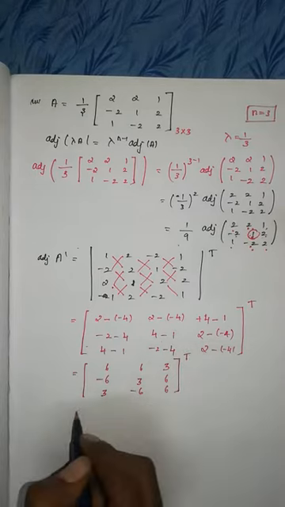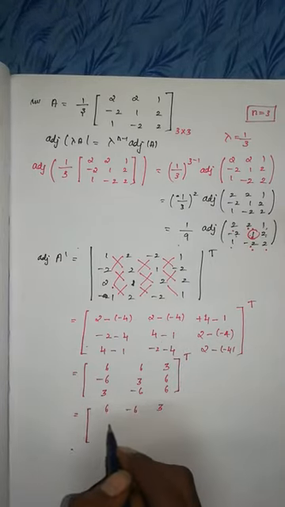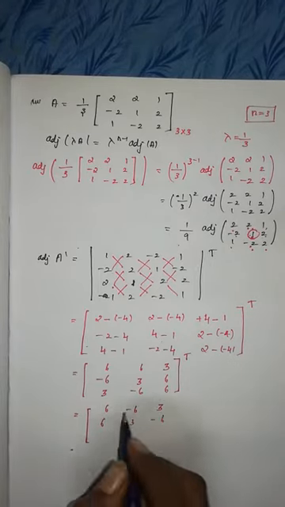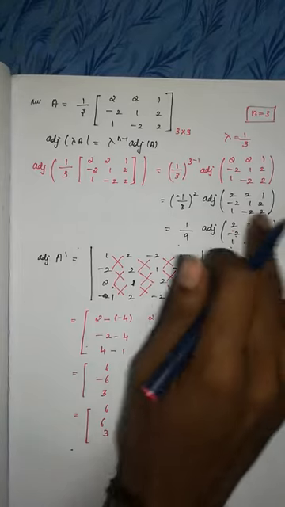So I want to put transpose. After applying transpose, I have 6, minus 6, 3; 6, 3, minus 6; and 3, 6, 6. So I found the adjoint of this matrix.